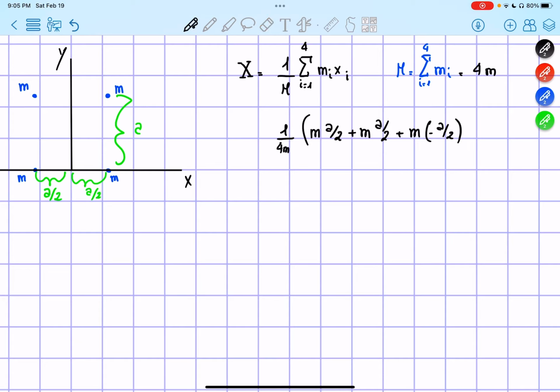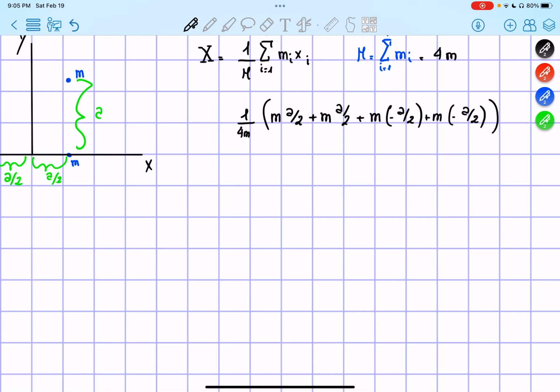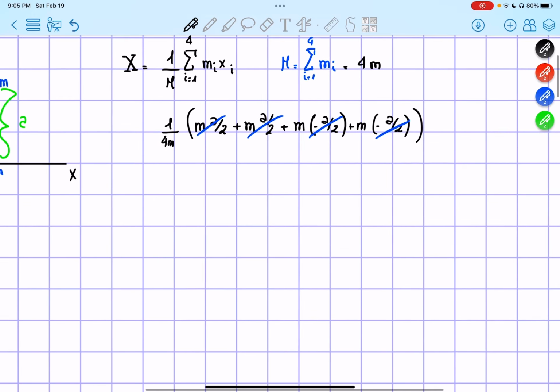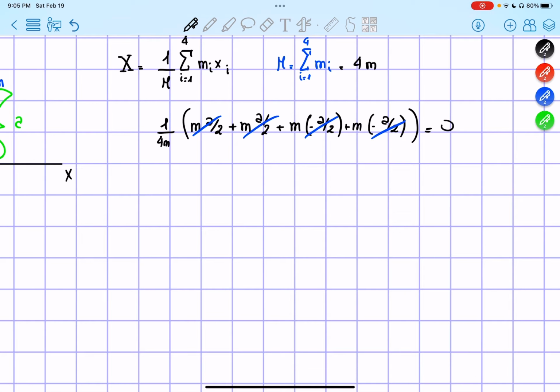because it's on the negative side of the x-axis. And the last mass is m times negative a over 2, because again, it's on the negative side. So if we add all this together, we see that they all cancel out, and in fact we get 0 as an answer, and that is the x value of the center of mass.